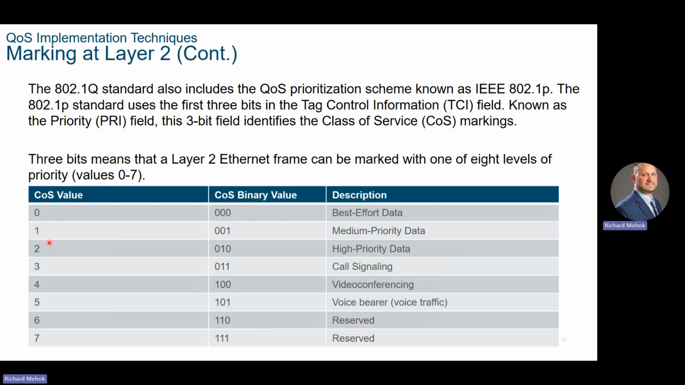So here's our 8 values for the quality of service prioritization. So 000 is best effort, 01 medium, then high is 2, 3, 4. Notice as you get higher, you're getting the voice and video, which we want to have at the front of the quality of service.